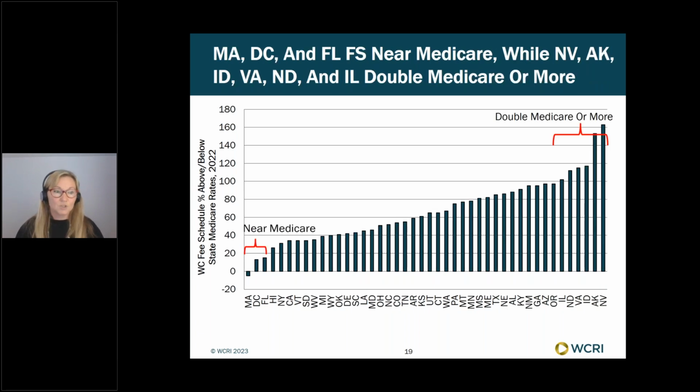Additionally, Massachusetts, DC, and Florida established their workers' compensation fee schedule rates, on average across all professional service groups, to be within 20% of Medicare rates. On the other hand, 6 states on the right-hand side of this chart set their fee schedule rates at levels more than double Medicare in the state.